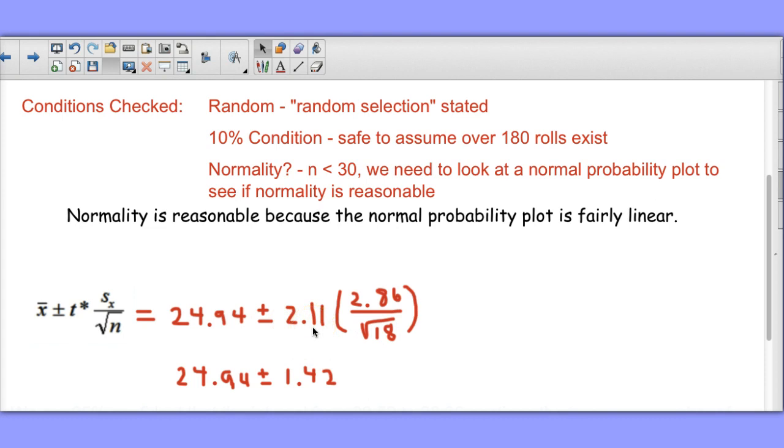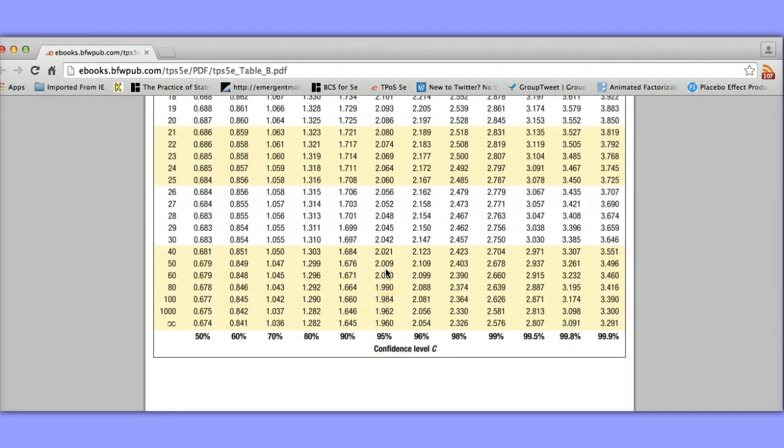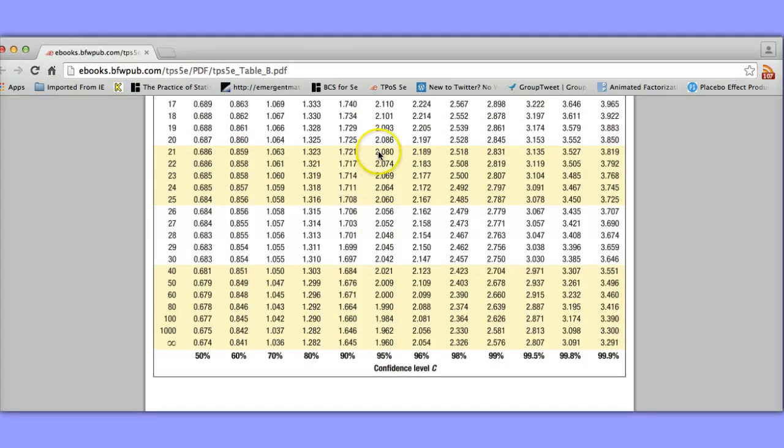Once again, we'll need to use the table, the t-table, with 17 degrees of freedom. Since our sample size is 18, our degrees of freedom is 18 minus 1, or 17. And we're going to be constructing a 95% confidence interval. So 95% confidence, 17 degrees of freedom. Let's go to the table. So here's 95% confidence, 17 degrees of freedom means we're at 2.11.